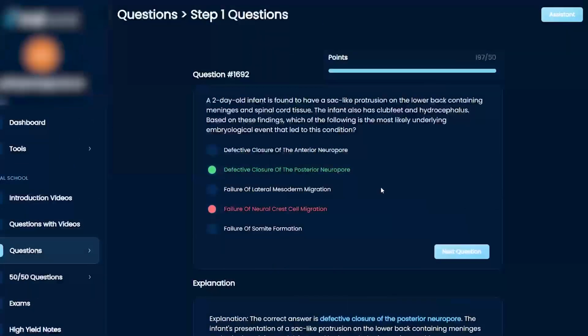It's going to be your neuropore, which is easy to make sense of because neuropore relates to your CNS, the neural part of your development. Yeah, the posterior is going to be towards the caudal end of your body. Exactly.